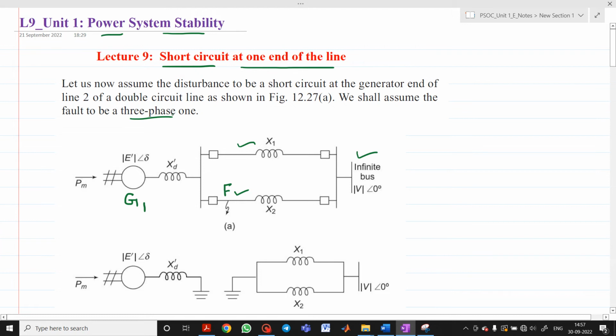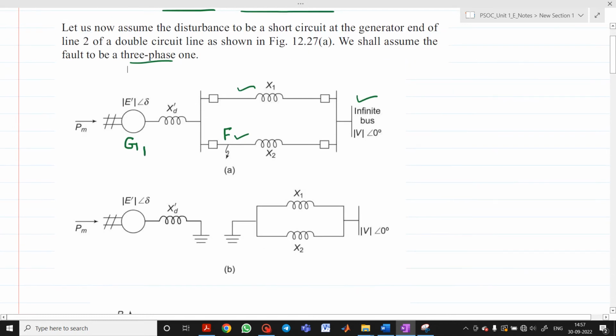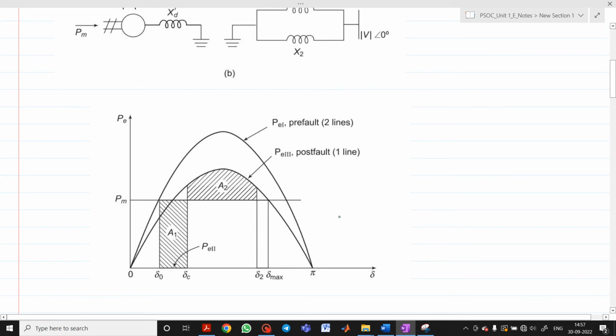Now what happens here because of the fault? I will explain this figure B later on. First of all, we will see how the P-delta curve will be drawn here. First, this is your PE, and this will be delta. The first curve indicates the pre-fault condition, meaning we have both the lines in the circuit.